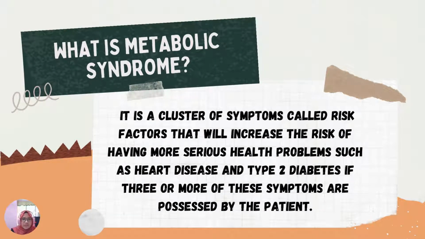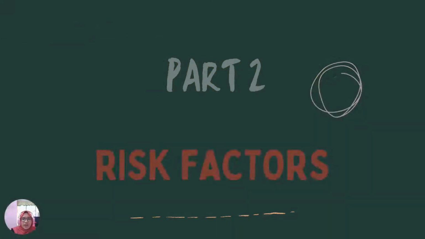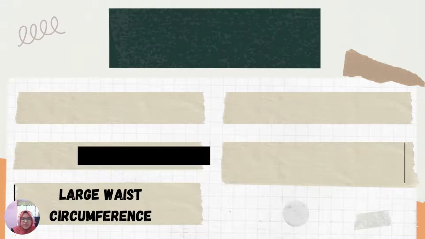Metabolic syndrome is a cluster of symptoms called risk factors that increase the risk of more serious health problems such as heart disease and type 2 diabetes, if three or more of these symptoms or risk factors are possessed by the patient. Okay, so for the risk factors of metabolic syndrome, there are 5 risk factors. So we'll go one by one.